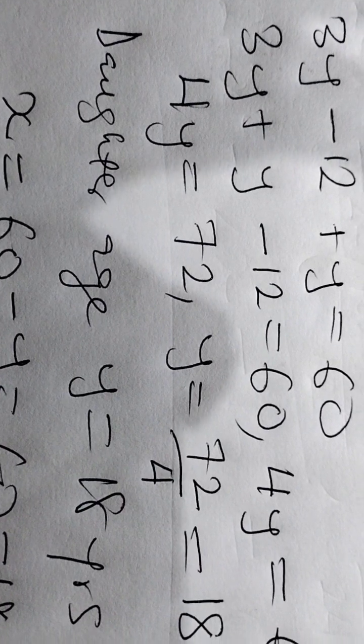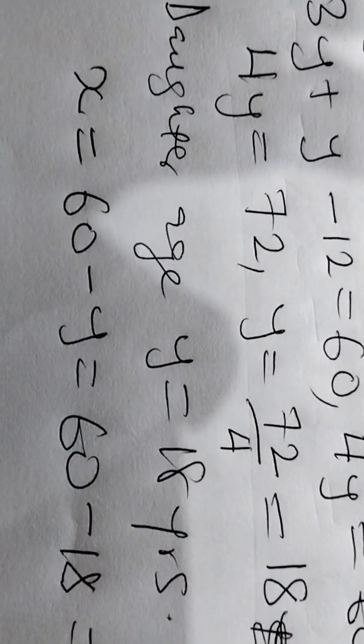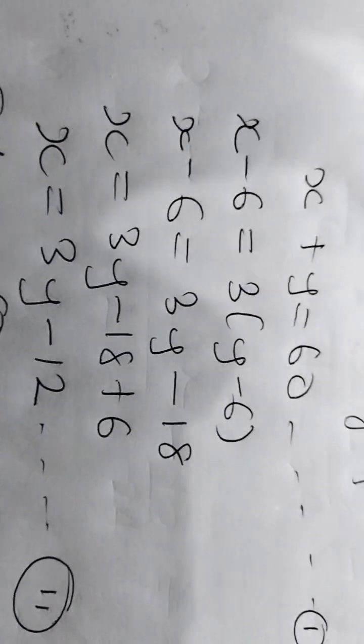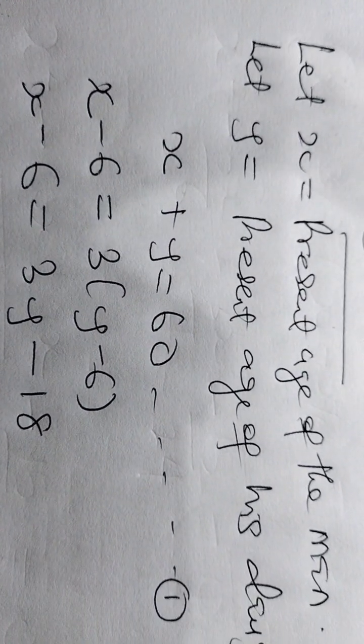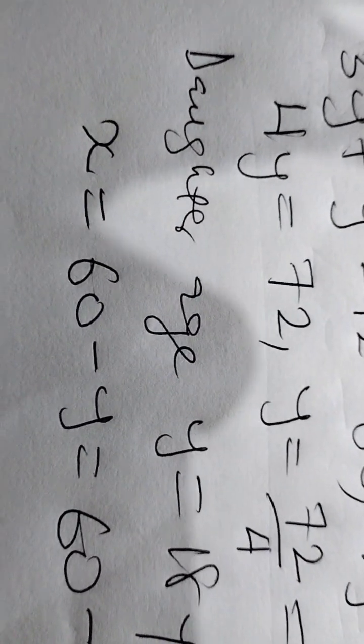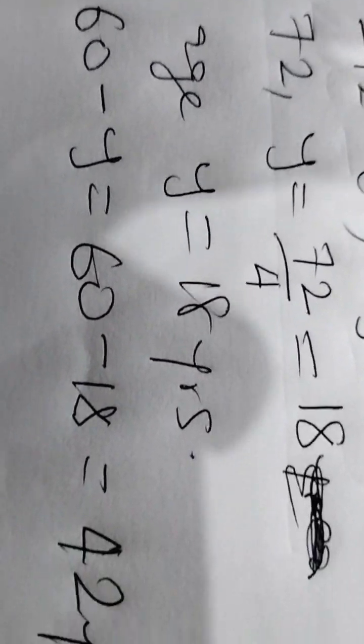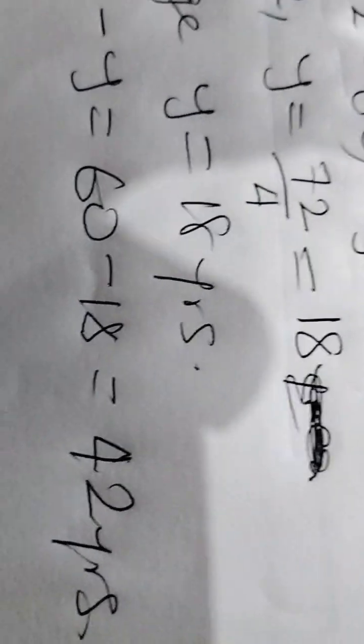So the daughter's age, y, is 18 years, while the man's age is 60 minus y. From this expression, since S plus y is 60, that means S is now 60 minus y, which is 60 minus 18, giving us 42 years as the man's age.